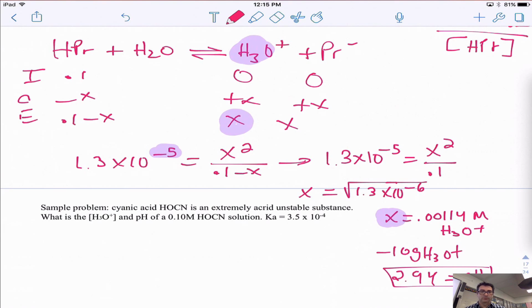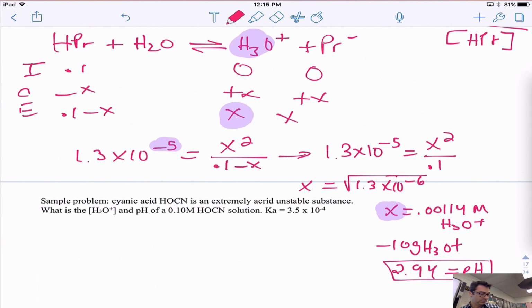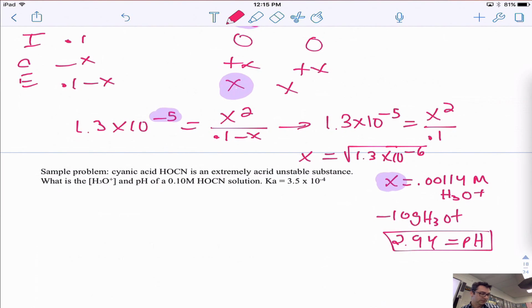All right, there we have it, folks. How to do weak acid problems. They are very repetitive. You're setting up an ICE table. You're either solving for x or you're solving for the Ka. That's really all there is to it. Now look, here's some cyanic acid down here, extremely acrid, unstable substance. I ask you what's the H3O plus and the pH of the solution. I give you the Ka. You're going to do this one on your own. We're going to go over it tomorrow in class.